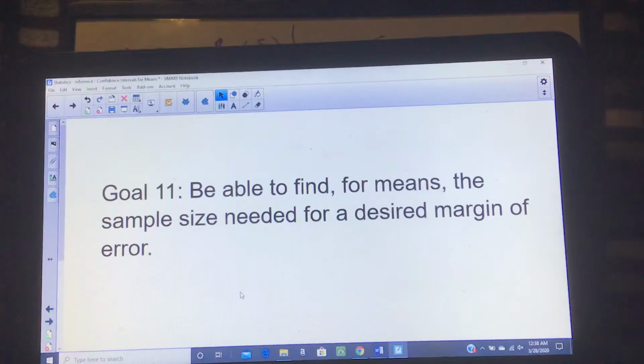So we want to talk about how do we get such a thing? How do we get that number that we need? It ends up being a little more complicated due to that t-distribution. All right, so hopefully that gives you an overview of this goal, which is to be able to find, for means, the sample size needed for a desired margin of error.